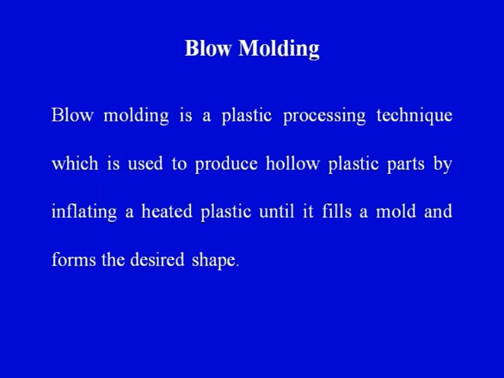Now coming to our second process that we want to cover today, that is blow molding. One of the common features between rotational molding and blow molding is that both these processes are used for processing of plastic parts which are hollow in structure or hollow in nature. So blow molding is a plastic processing technique which is used to produce hollow plastic parts by inflating a heated plastic until it fills the mold and forms the desired shape.